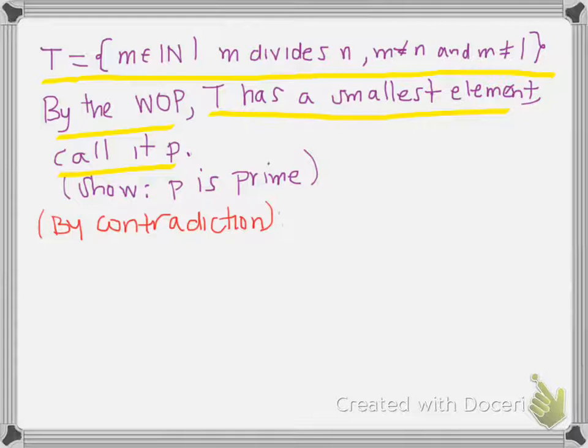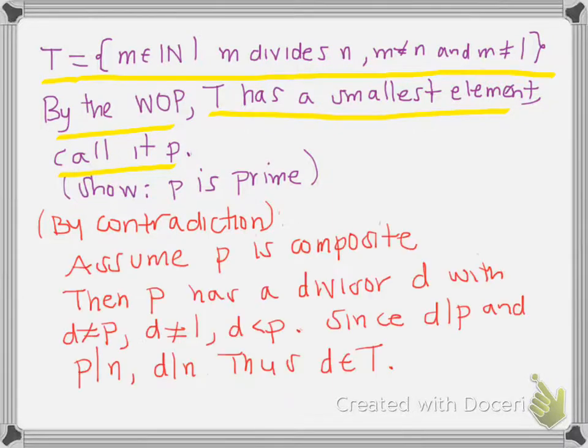And we're going to approach this using contradiction. Okay, so let's finish up this proof, and we're going to use contradiction. So let's assume P is composite, all right? Well, that means that P has a divisor D, where D doesn't equal P, D doesn't equal 1, and D is less than P.